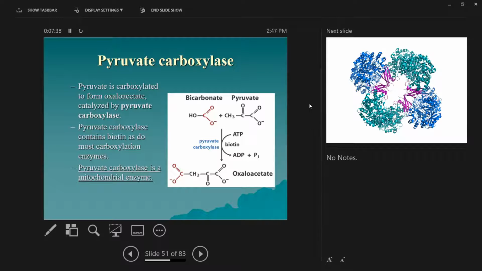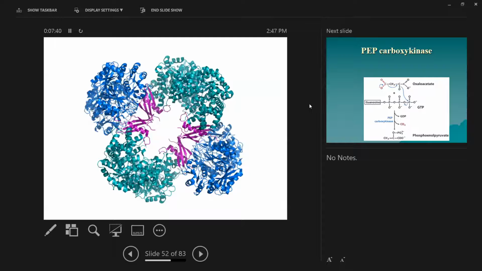Pyruvate carboxylase is a tetramer. It's a homotetramer. And you can see the tetramerization domains composed of these beta sheets. Those beta sheets are going to help with the tetramerization. Virtually all pyruvate carboxylases that have been examined are homotetramers. Very common feature of the enzyme.